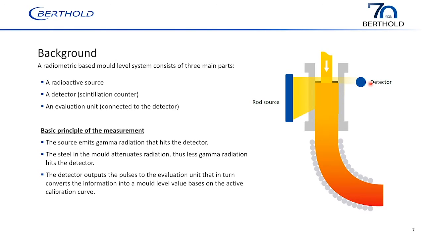For each detected gamma ray, the detector will send an electric impulse to the evaluation unit. The evaluation unit will then convert the number of pulses per second into a level based on the active calibration curve.